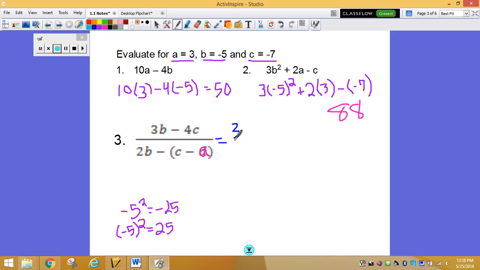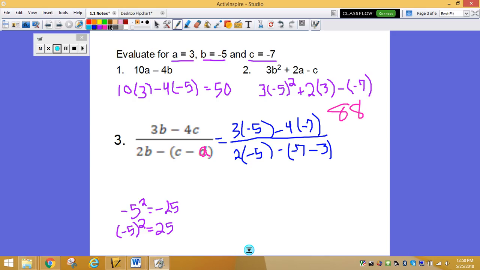Let's plug stuff in. So on top, I'm going to have 3 times b, which is -5, minus 4 times c, which is -7. On bottom, I'm going to have 2 times -5 minus -7 minus 3. Remember, when you have fractions, you have to do the entire top and get an answer, and the entire bottom and get an answer. So I'm going to do 3 times -5 minus 4 times -7. On top, I get 13. On bottom, 2 times -5 minus -7 minus 3. On bottom, you get 0.